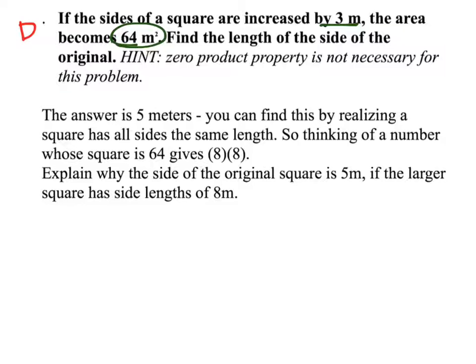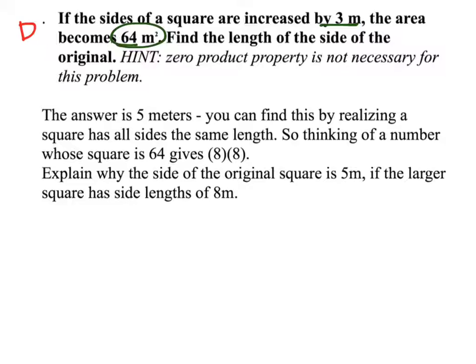If that's the case, the only way that I know about squares is I know that each side of a square is the exact same. So the answer, I'm telling you, is 5 meters. You can find this by realizing that all sides of a square have the same length. So if you think of a number whose square is 64, you can come up with 8 times 8. Explain why the side of the original square is 5 meters if the larger square has side lengths of 8.